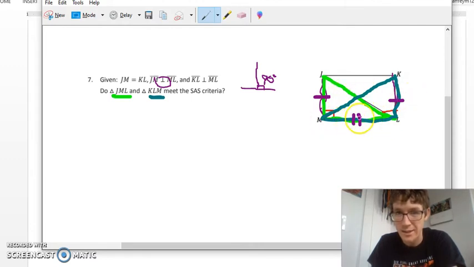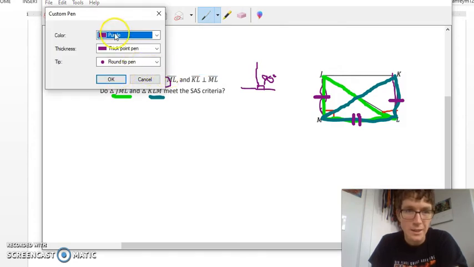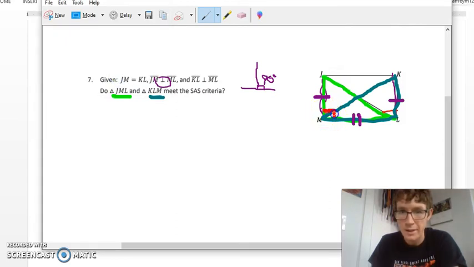So we've got a side here, and we also have a right angle here. So this is 90 degrees, this is 90 degrees. So let's think about that. I'll highlight it in red again. This angle is equal to this angle. So we've got basically side, angle, side, side, angle, side. So for this one, yeah, it works. We've got SAS. So yes, they're congruent.